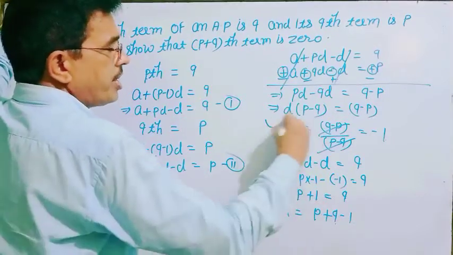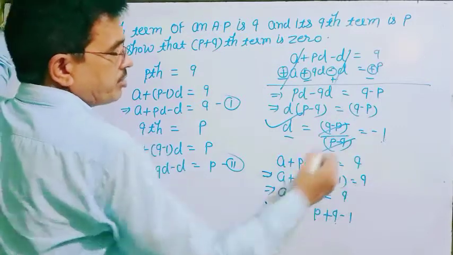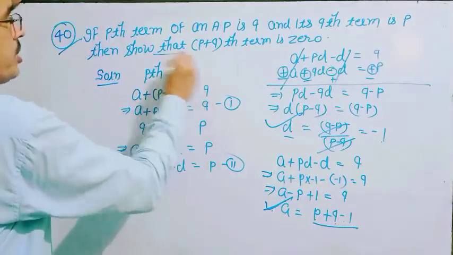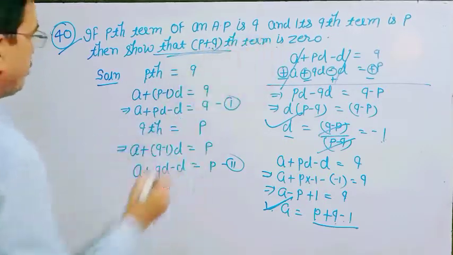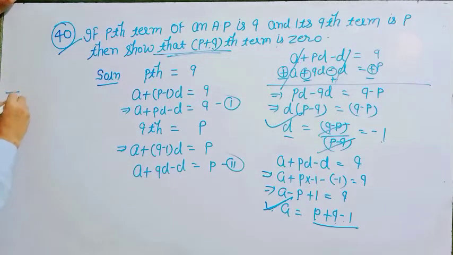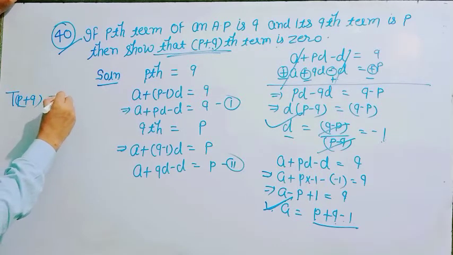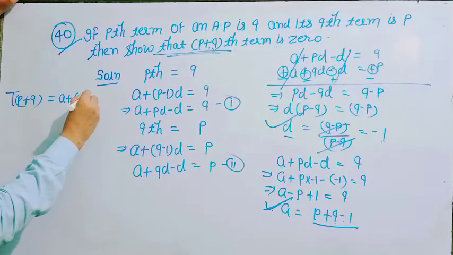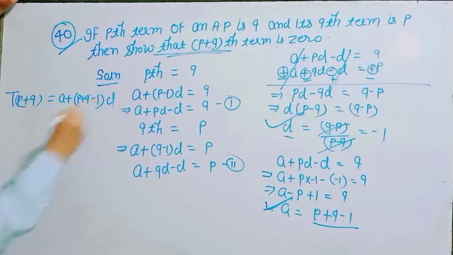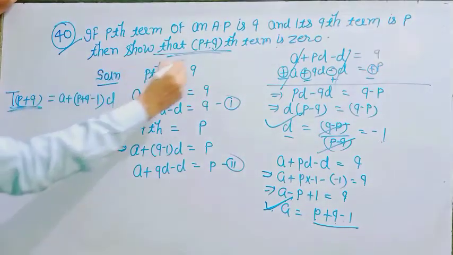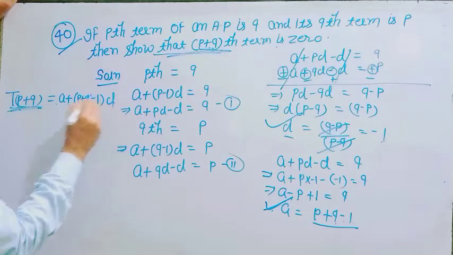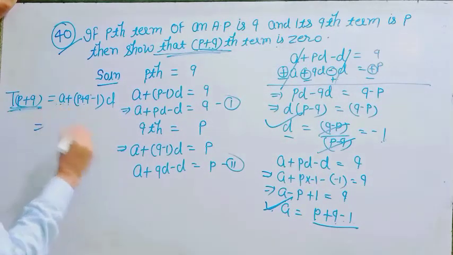Now you have A and D given. D is minus 1 and A is P plus Q minus 1. Now your question: to show that the (P plus Q)th term is 0. So what is the (P plus Q)th term? The (P plus Q)th term is equal to A plus (n minus 1) into D, with P plus Q at the place of n, that is A plus (P plus Q minus 1) into D. Now substitute the value of A.